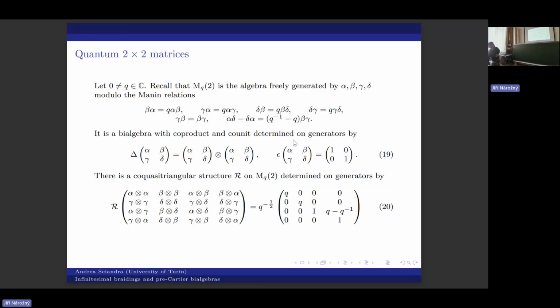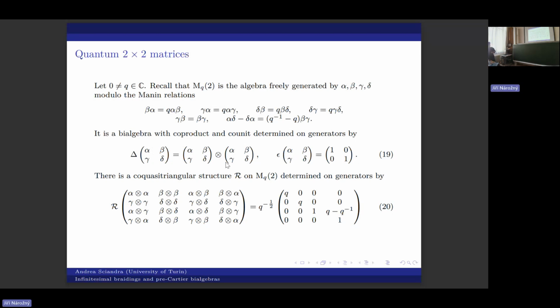So maybe I first give an example. Start with MQ2, which is just the algebra generated by 4 elements, alpha, beta, gamma, and delta, modulo the remaining relation. It is known that this is a bialgebra with comatrix comultiplication. So delta of alpha, for instance, is just alpha tensor alpha plus beta tensor gamma, just as a product of matrices. And the counit is 1 over alpha and delta, and 0 over gamma and beta.